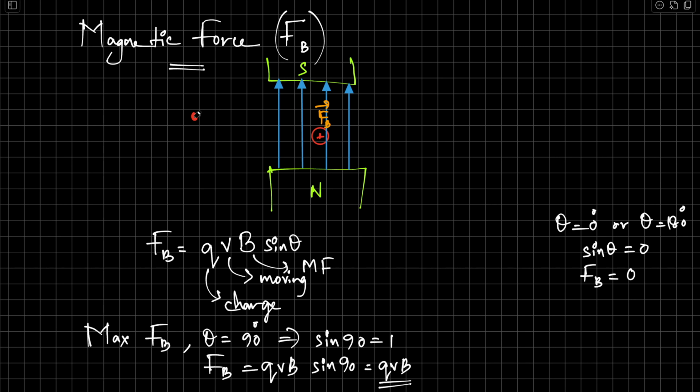So if a charged particle is moving perpendicular to the magnetic field, just like this, the velocity vector is perpendicular to the magnetic field vector. This is the velocity vector, and magnetic field vector is from north to south, upwards. The angle between them is 90 degrees, and this particle would experience maximum magnetic force. The magnitude of that magnetic force would be QVB.